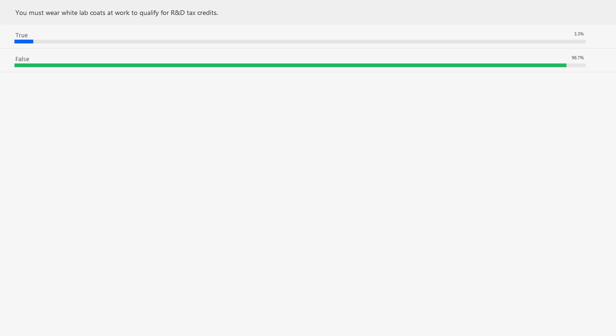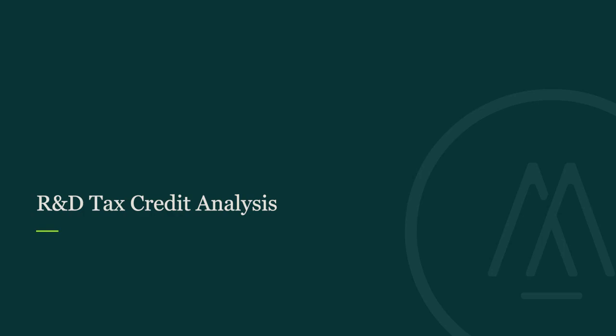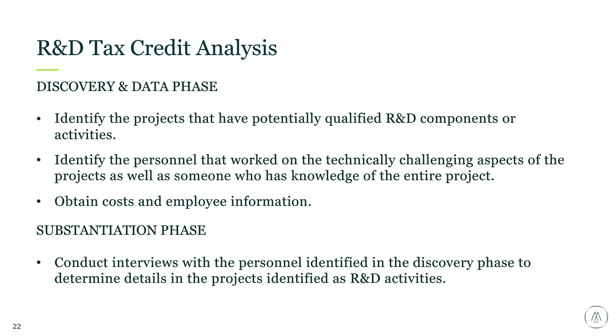All right, so moving on. So an R&D tax credit analysis, basically an R&D study, we want to give you an overview of what that looks like, so you have an idea of what the information gathering process looks like when you're engaging somebody to do a study. The first part of doing an R&D study is the discovery or data phase of the project: being able to identify which projects we think have potentially qualified R&D activities.